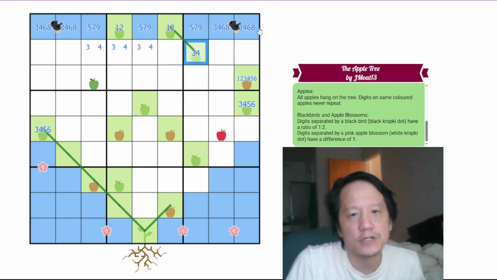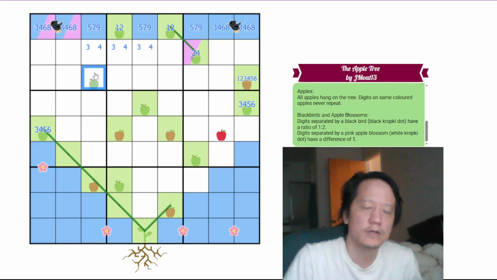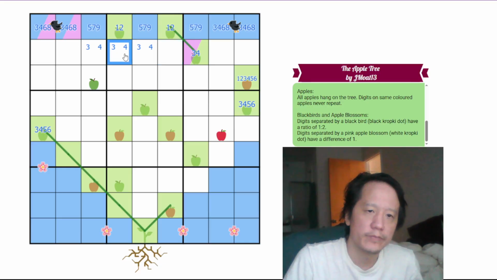Where is this digit in row 1? It must be here. So we're going to mark those as pink. Pink has to be the same as that. Obviously cannot be here. Cannot be here. This is the opposite one, right? I'm going to make that orange. It has to be one of these three.